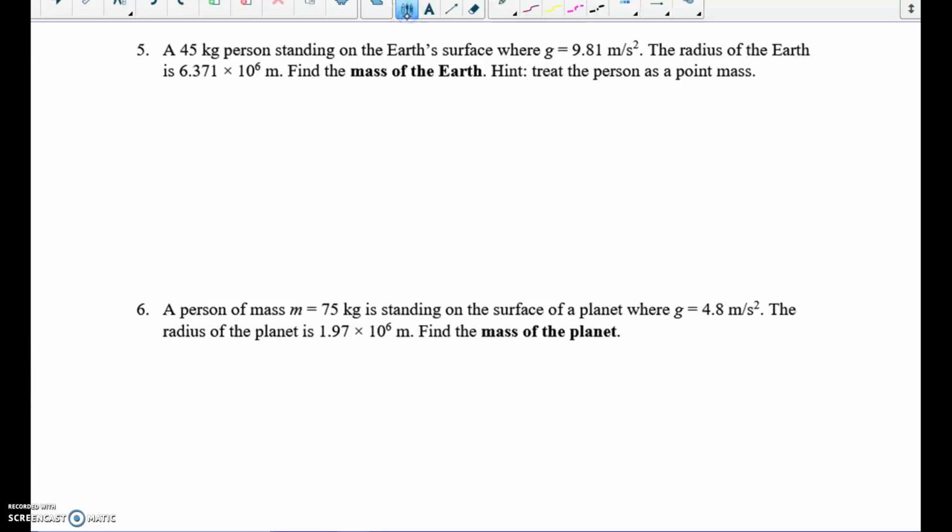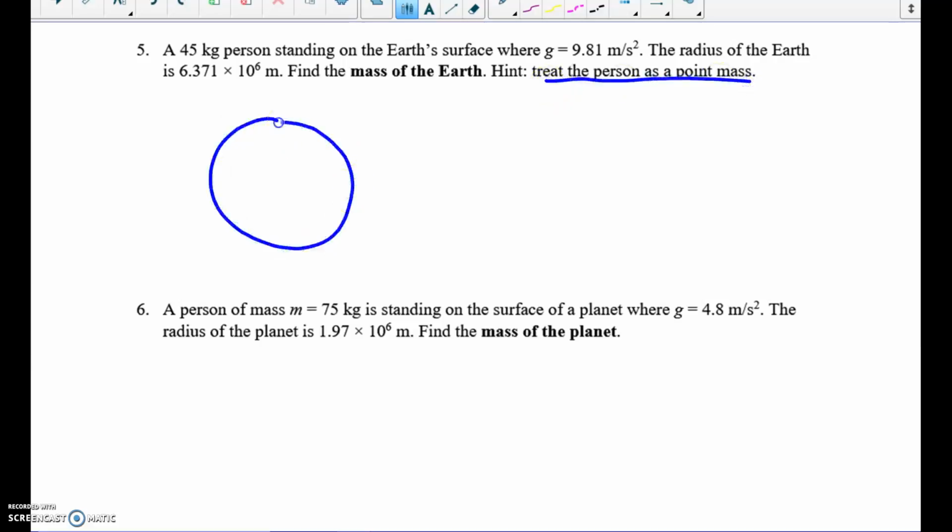Okay, we're going to move on to number 5 and solve this problem. We've got a 45 kilogram person standing on the Earth's surface, where g is 9.81. The radius of the Earth is given, and we are asked to find the mass of the Earth. And they say the hint is that we should treat the person as a point mass.